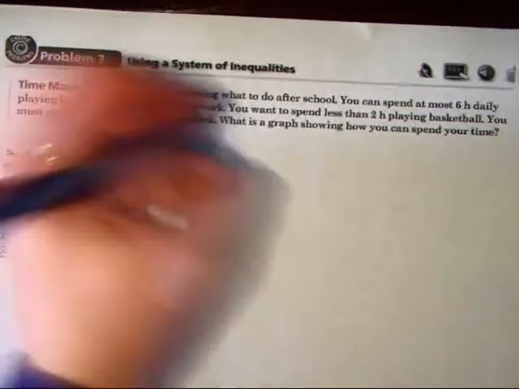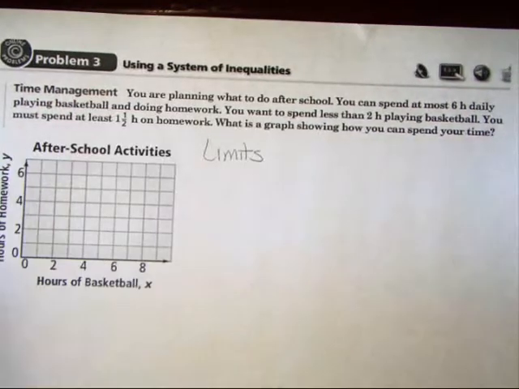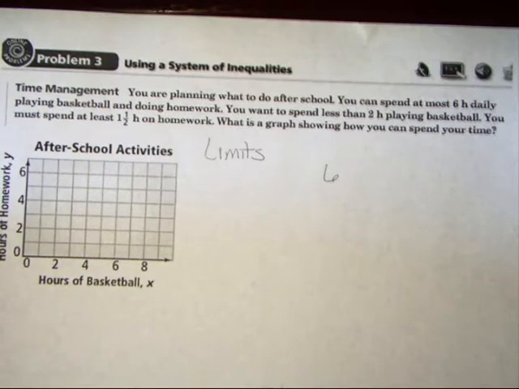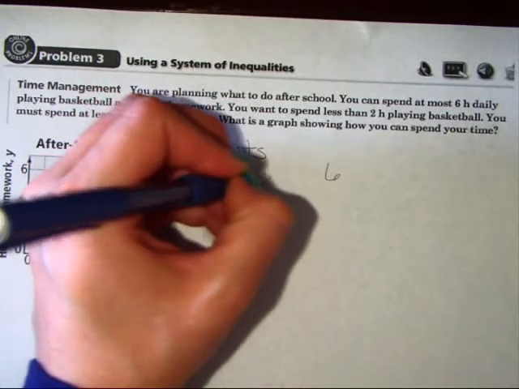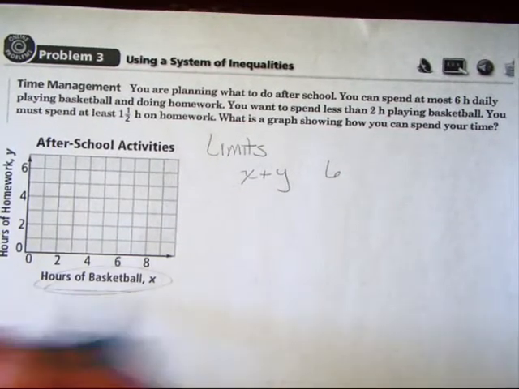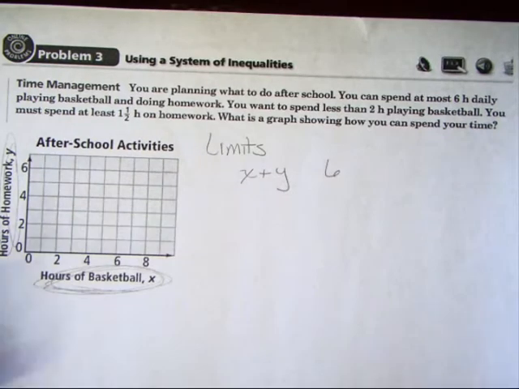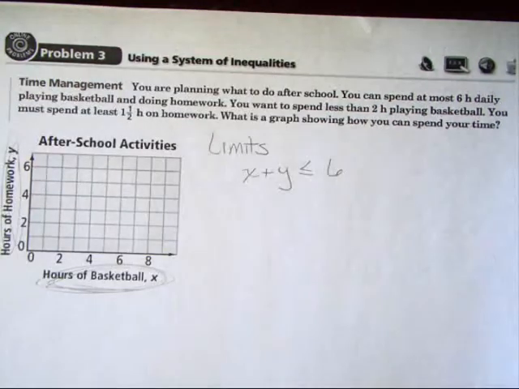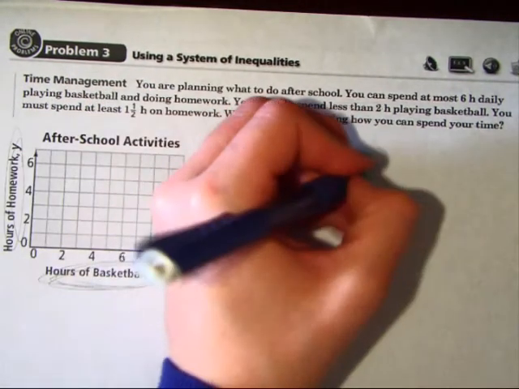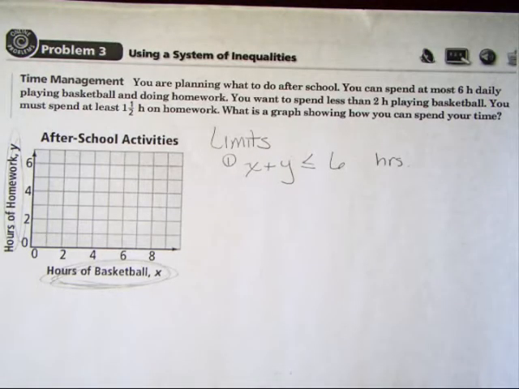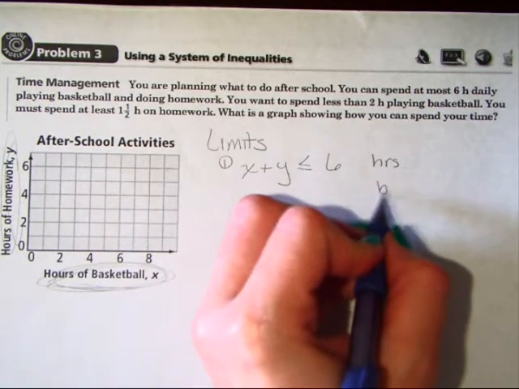So here we go. Let's talk about some limits. First of all, it says you can spend at most 6 hours doing both. Well, I'm guessing you know that's x and y. Oh, by the way, they told you what they want x to be, and they told you what they want y to be. x is basketball. So if you know that x and y has to be at most 6 hours, does that mean less than or greater than 6 hours? I hope you know it means less than or equal to 6 hours because it says at most 6. Well, good, we have one equation, that is one limit. So this is your hours limit. Your next limit is about basketball. The next sentence says something about basketball.